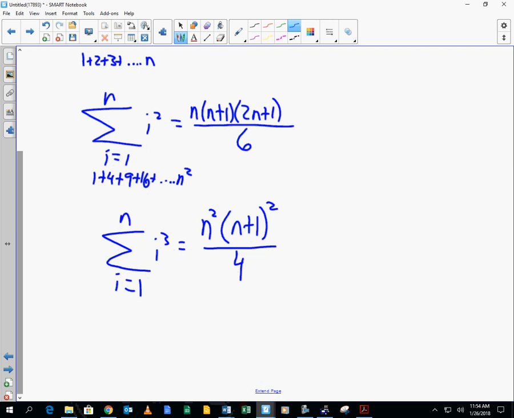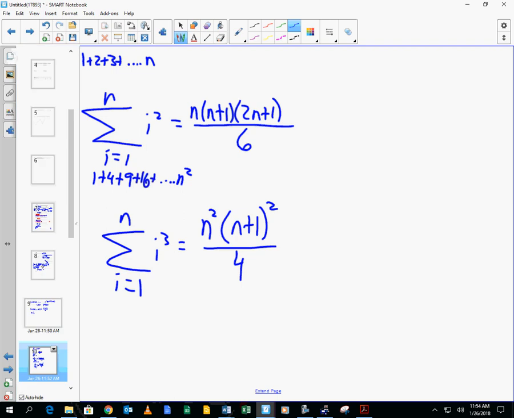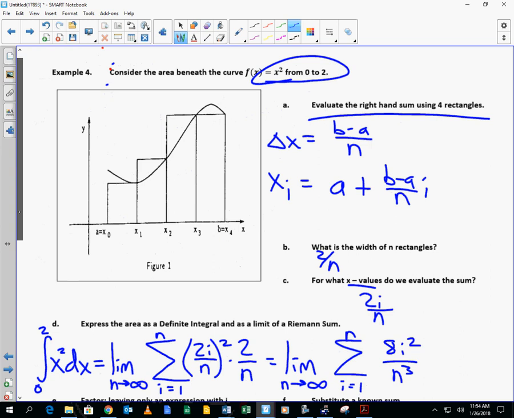I have them on the board right over there as well. Instead of using i, I use k. i and k are generally used as integers, so sorry about that. Are we good? Can I go back? Here I am.